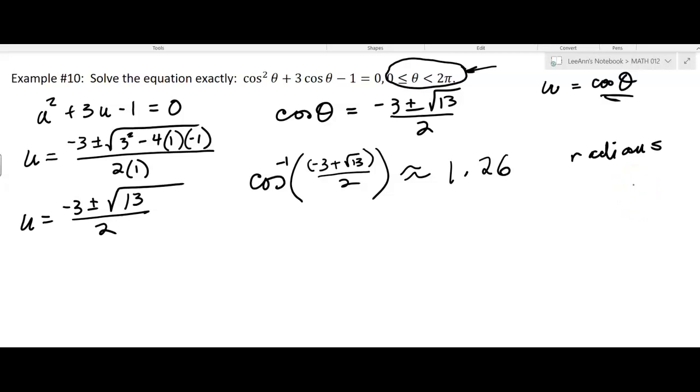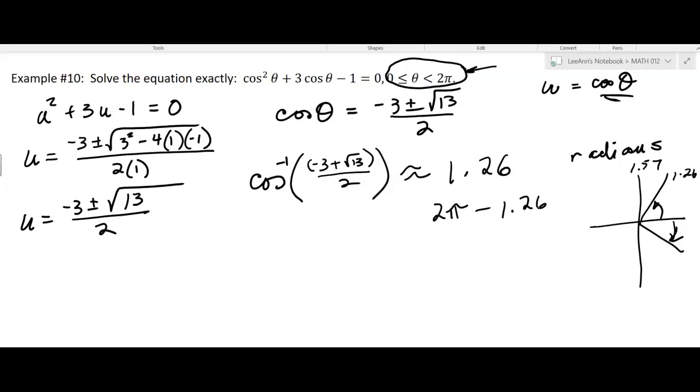Where is 1.26? Well, 1.26 is less than 1.57, so it must be over here in the first quadrant, right, where the cosine is positive. Okay, so we have this angle right here, and we're saying that's a solution for theta, approximately 1.26. Now, there's going to be another one. Cosine is also positive in the fourth quadrant. So how do we find that? Well, we would take 2 pi and subtract the 1.26.